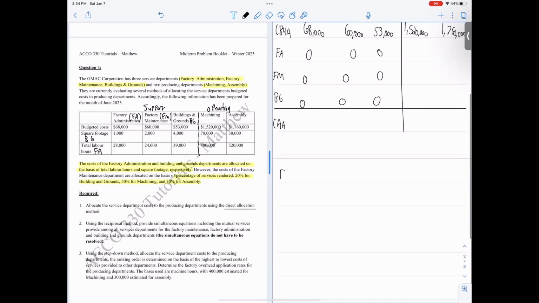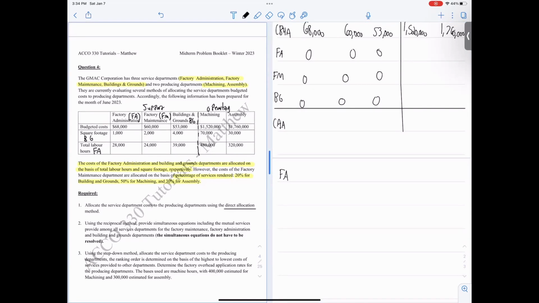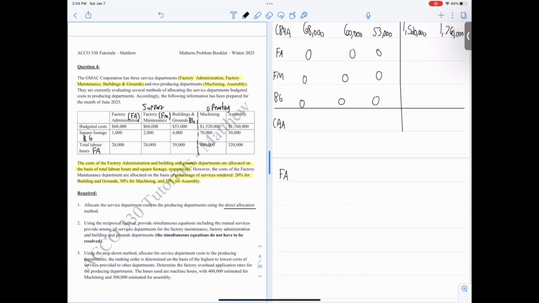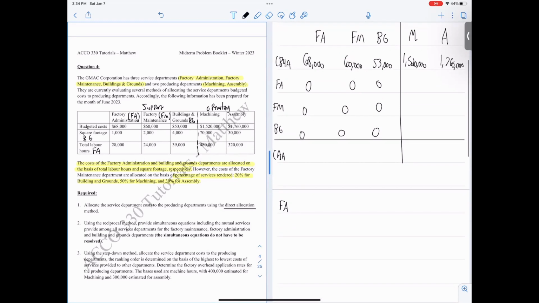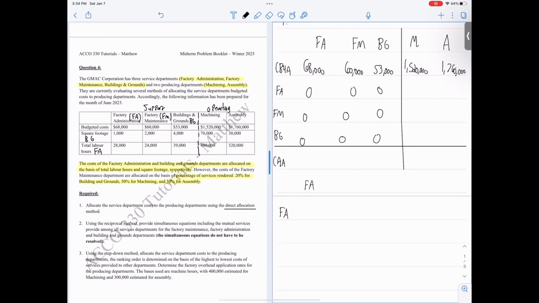Okay. So for factory admin, they allocate based on labor hours. So guys, we're doing the direct method. All right. So there's no allocation between support departments. So how much does factory admin allocate to themselves? Nothing. How much does factory admin allocate to factory maintenance? Nothing. How much does factory admin allocate to building and grounds? Also nothing. Okay. Always just remember, guys, no self allocations.